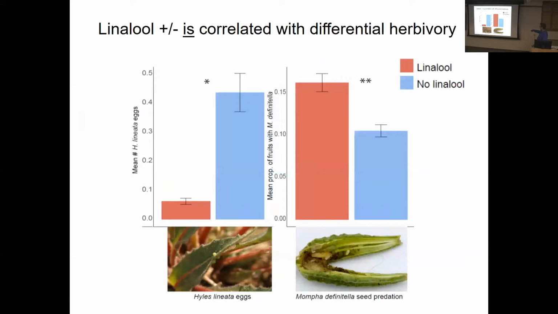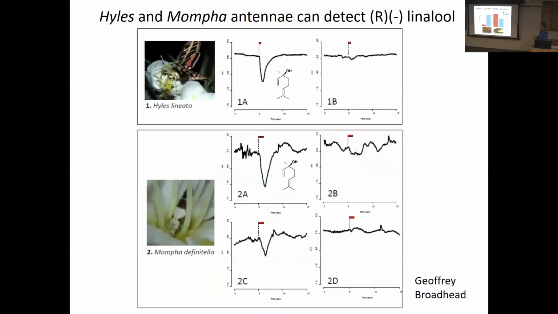And here, what we have is Mompha seed predation, so the proportion of fruits that have Mompha in them. And so when linalool is present, there's more of those fruits that are getting hammered, okay? So there's something weird going on here. Linalool might actually help the plant fight against Hyles by calling the third trophic level. It might be calling in egg predators and first instar larva predators to remove those guys. But linalool may make the plant vulnerable to Mompha, okay?